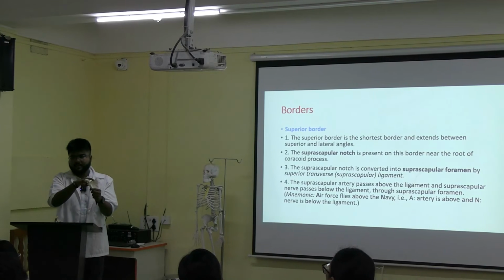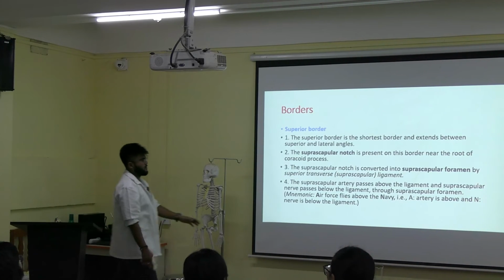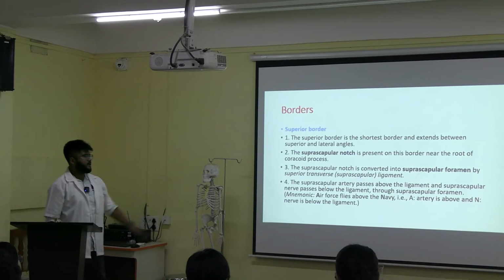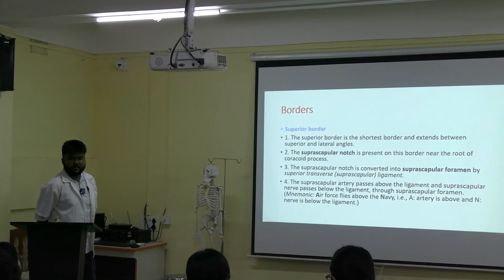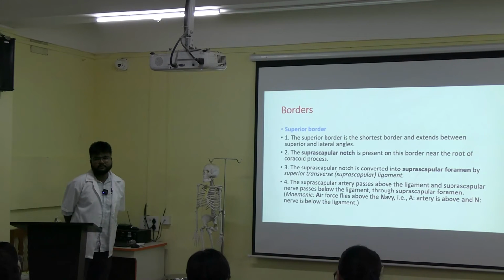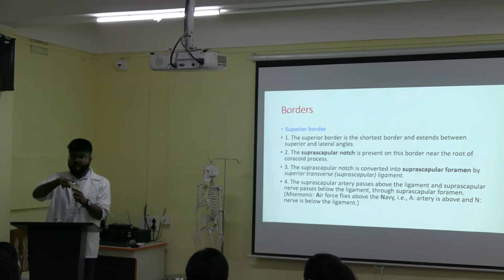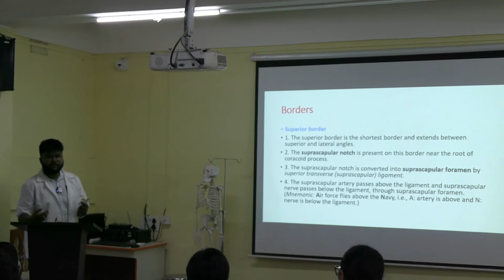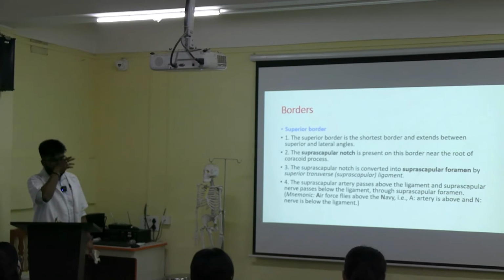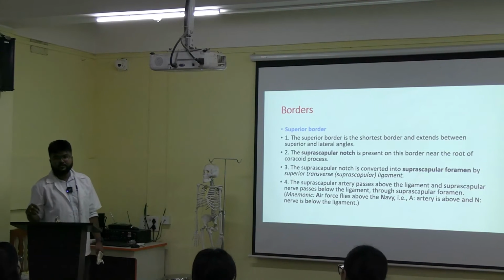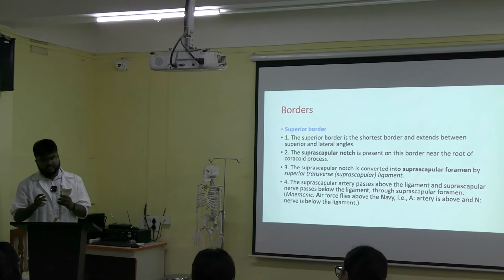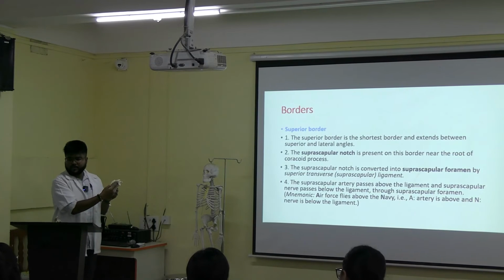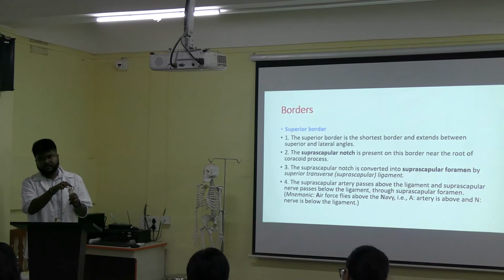Okay, from this foramen, upper part of this ligament, there is one mnemonic: artery is above, and the nerve is below. By this ligament, one foramen is present. So the artery goes through the upper part of this ligament, and the nerve passes through below this. Okay, so always remember there are two notches present. This is called your spinoglenoid notch, and this is your suprascapular notch.